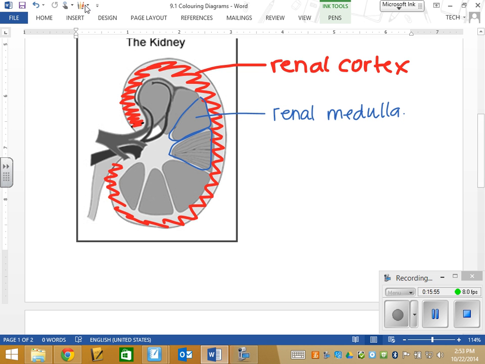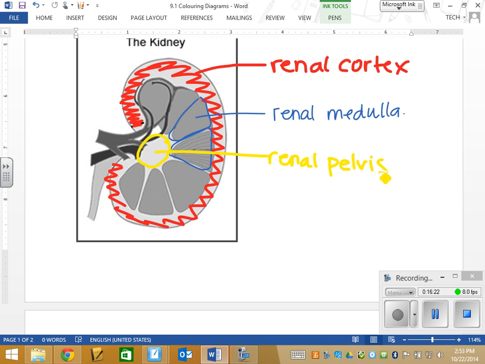And then right in the center, right here, there's sort of a space, a spot where things could collect. This is called the renal pelvis. So we have 3 layers, more or less, going from outside to inside.